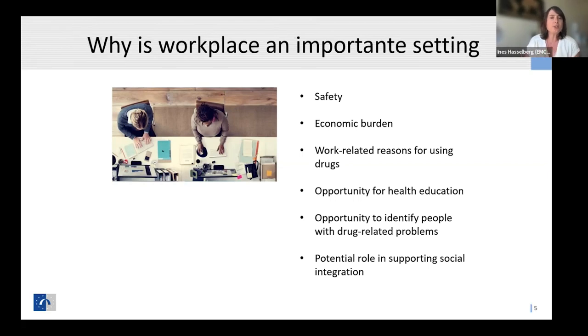Again, here it's important to remember that employers have a duty under health and safety laws to protect the health, safety, and welfare of their employees. Finally, the workplace also has a potential role in supporting the social integration of people with a history of drug problems. So, what can you find in this mini guide?